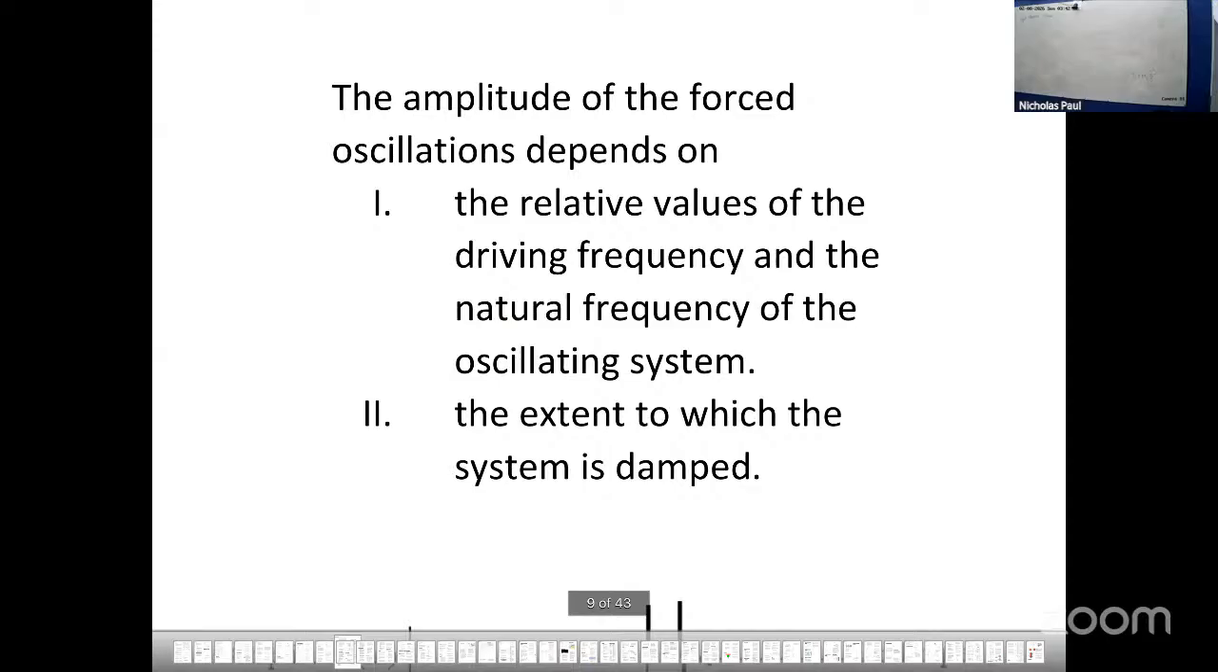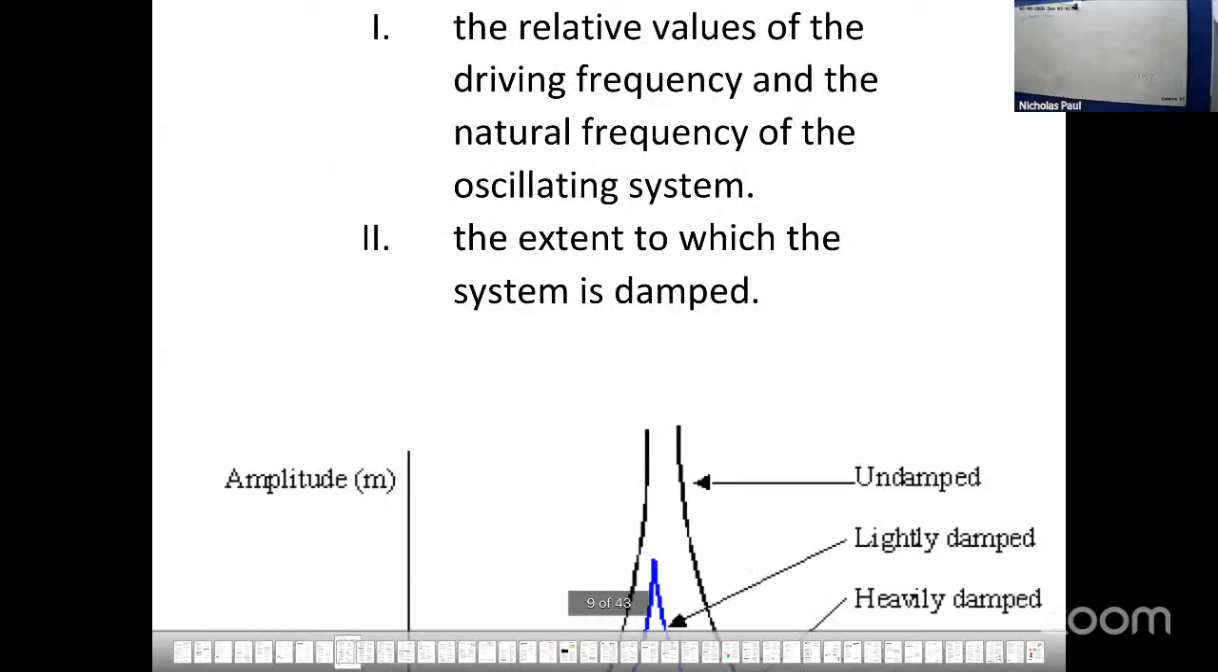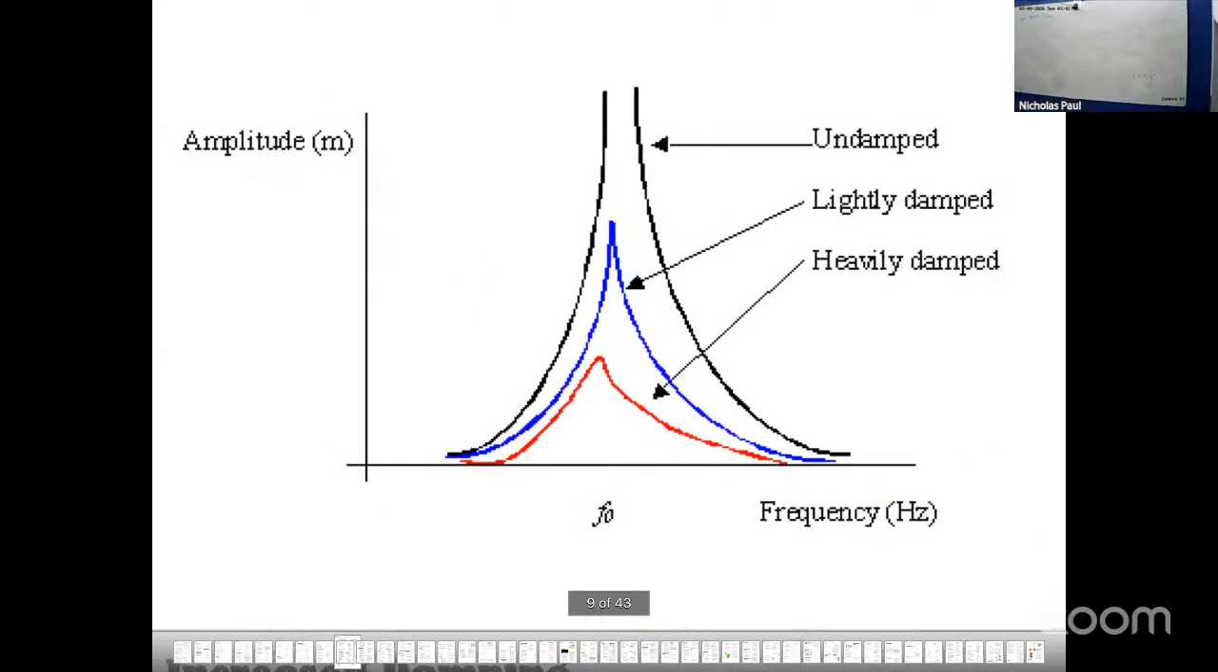The amplitude of the forced oscillation depends on the relative values of the driving and the natural frequency, and the extent to which it's damped. So what we have here is a little graph showing how everything behaves, undamped, lightly damped, heavily damped. Right, so I am going to explain lightly damped. Because it only happens at one frequency, the amplitude is only max at one frequency. That's why it looks like a normal distribution.